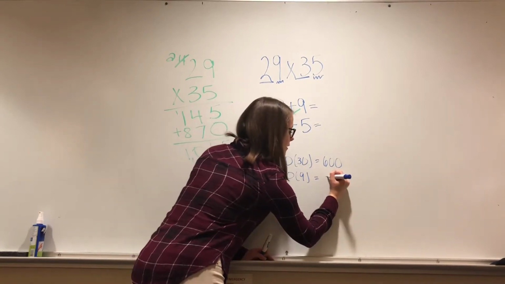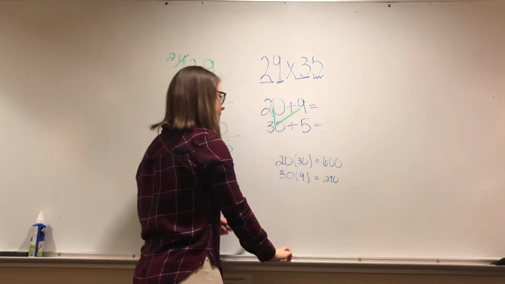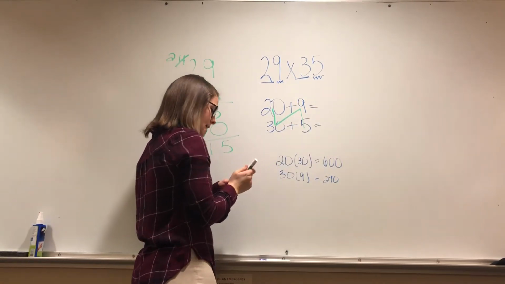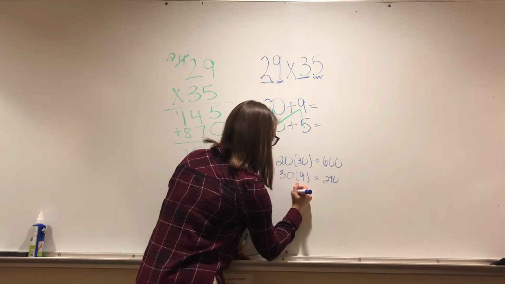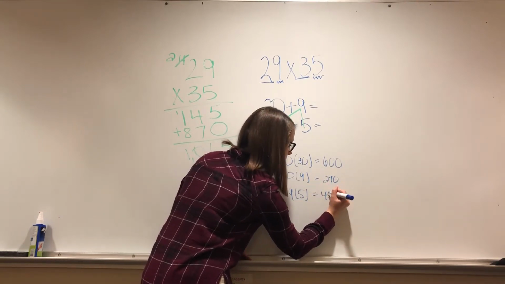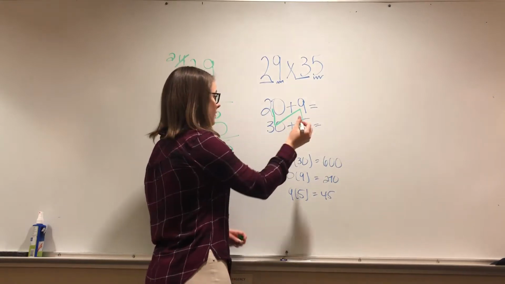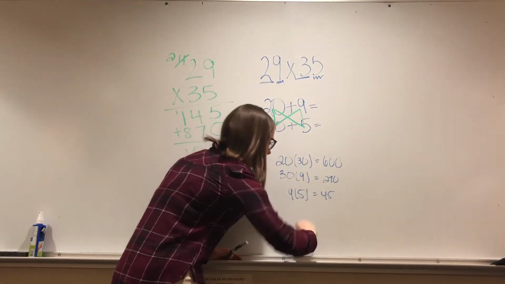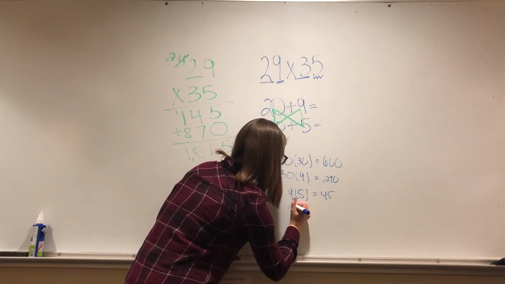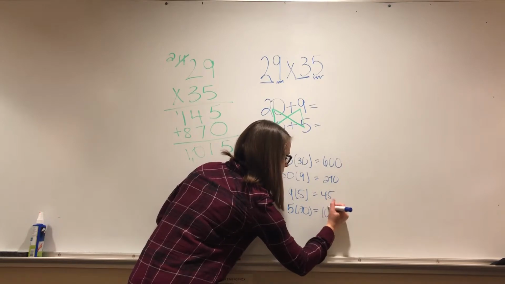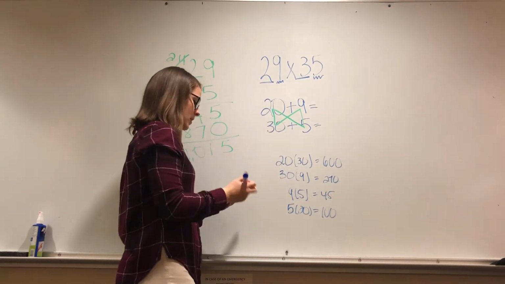Which equals 270. And then we're going to multiply 9 times 5, which is 45. And then we're going to multiply 5 times 20, 5 times 20, which equals 100. All right, pause real quick.